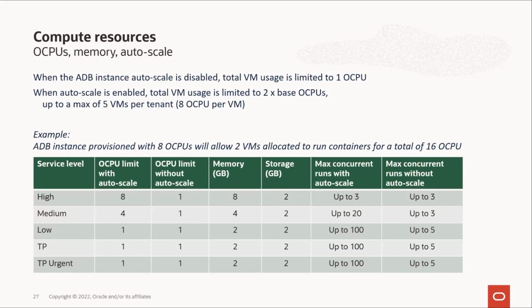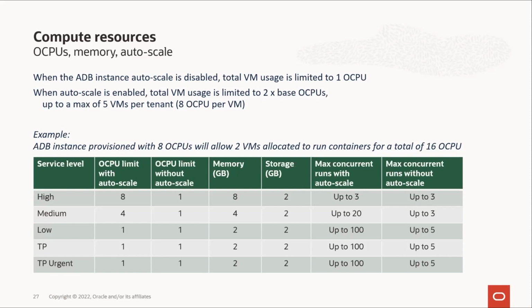So let's illustrate with an example. Suppose we have an Autonomous Database instance provisioned with 8 OCPUs. This will allow 2 VMs to run containers for a total of 16 OCPUs with autoscale. The high service level allows an individual embedded execution call to use a maximum of 8 OCPUs, which is also the maximum for the VM. And 3 such calls can run concurrently.